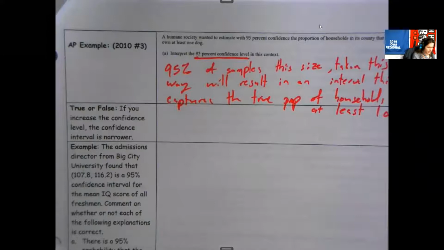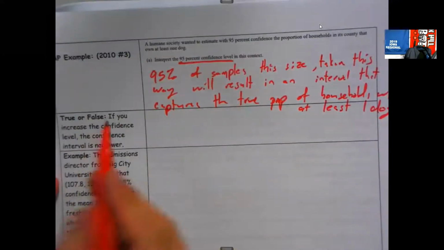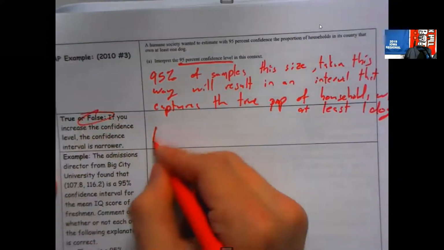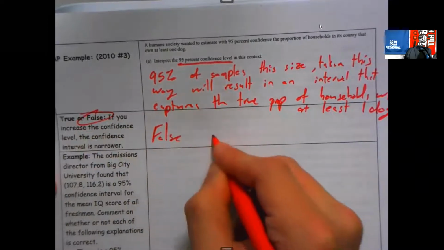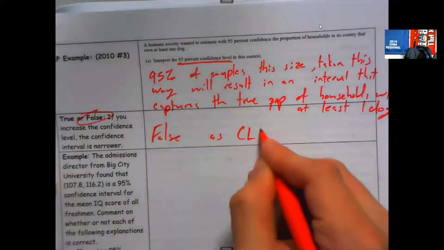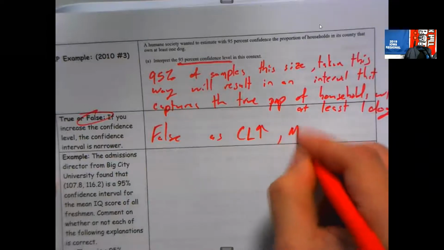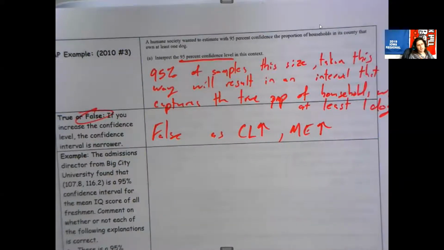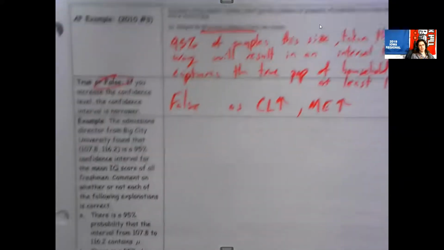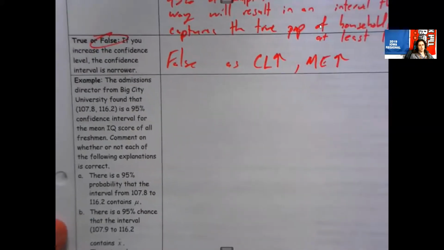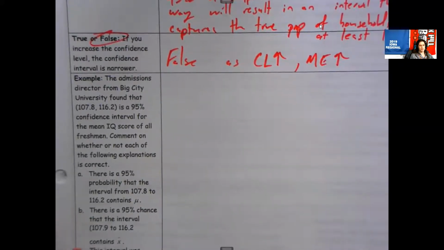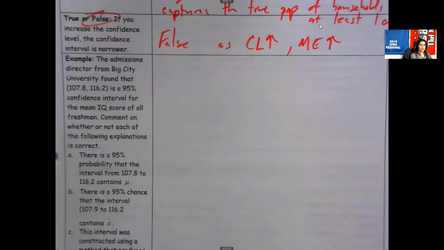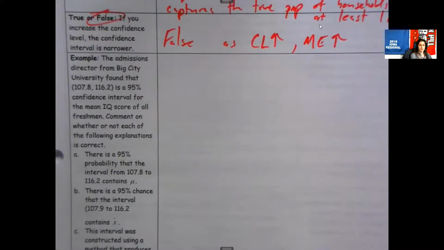Cool. True or false? If you increase the confidence level, the confidence interval is narrower. False. As the confidence level increases, your margin of error increases. As we become more confident, we make a wider interval. Down below, I'm going to bang through these pretty quick. This goes back to the interpretations of the confidence intervals, which you need to go back and read. If there's one thing you go read today, it's interpreting confidence intervals.